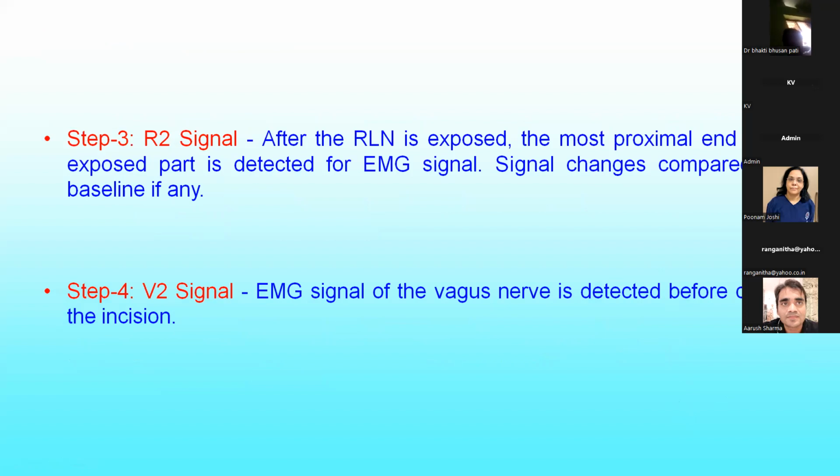After the recurrent laryngeal nerve is exposed, the most proximal end of the exposed part is detected for EMG signal. Signal changes compared with the baseline, that is R1, need to be evaluated if any. And finally, step 4 is the V2 signal, the EMG signal of the vagus nerve detected before closing the incision.